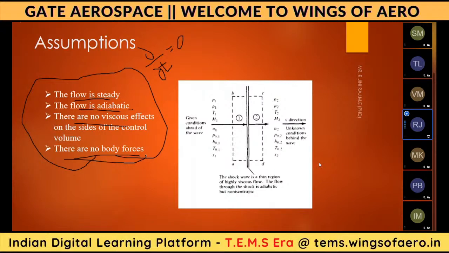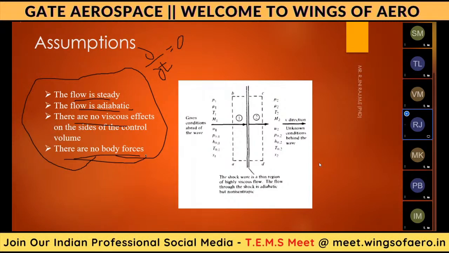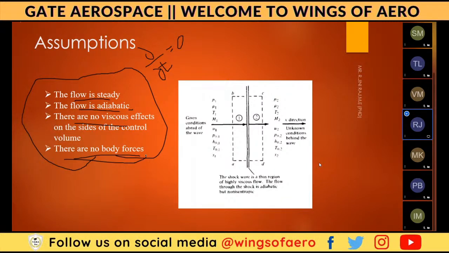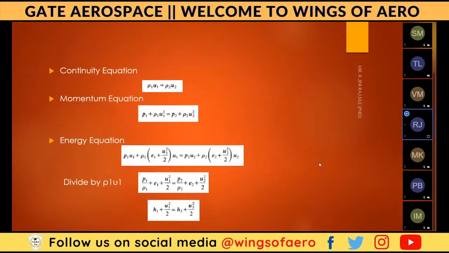So the main thing is, we have three basic equations. One is the continuity equation, the second one is the momentum equation, and the third one is the energy equation. Based upon these equations only, we are going to derive the normal shock relations. So first of all, the continuity equation.